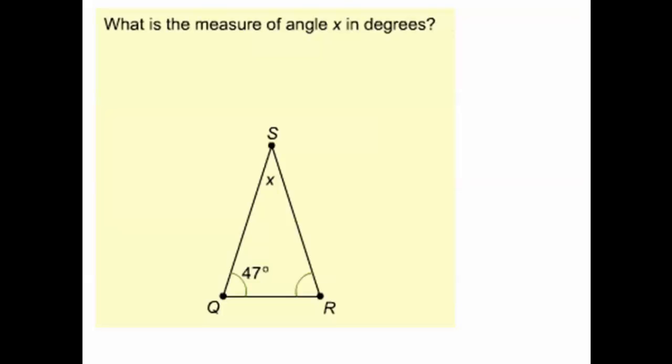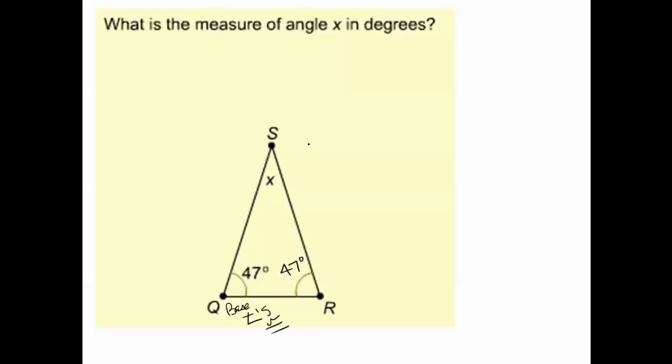This one says, what is the measure of angle x in degrees? Well, here I have an isosceles triangle. So that means that my base angles are congruent. Base angles are congruent. Alright, so if my base angles are congruent, that means angle R is also 47 degrees.